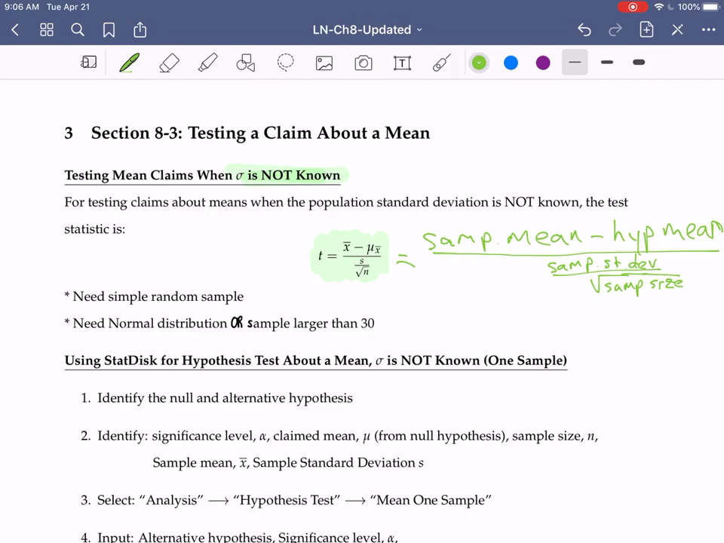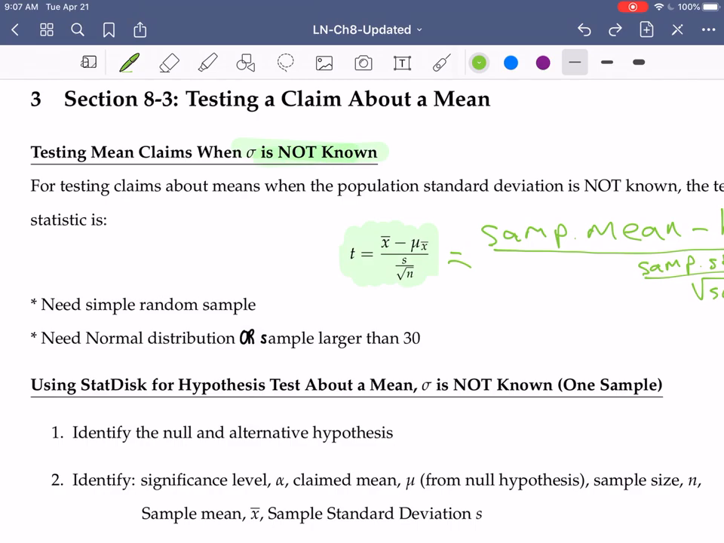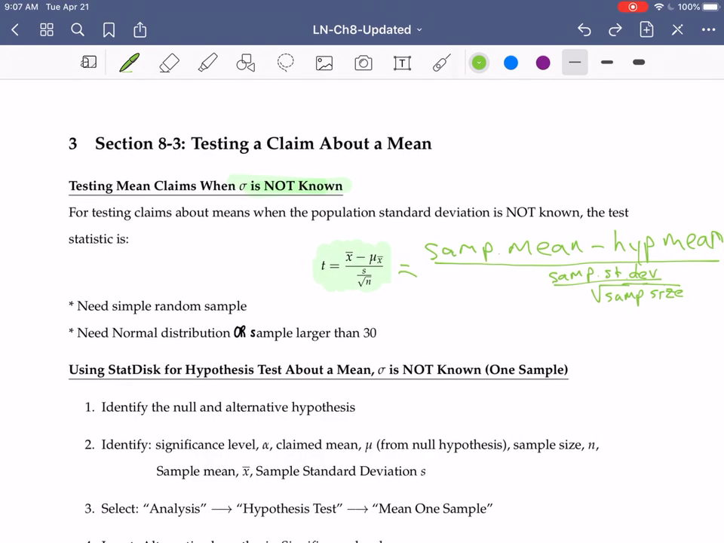When that value of sigma is known, the only thing that's going to be different is we'll have a z-statistic instead. So we'll have a normal distribution. And instead of having a sample standard deviation in the denominator, when we know the value of sigma, that will be a population standard deviation. But here we don't know the value of sigma, so we have our sample. We can find the sample mean, the sample size, the sample standard deviation, and we have a hypothesized mean. For this, we need to have a normal distribution, or we need to have a sample larger than 30.